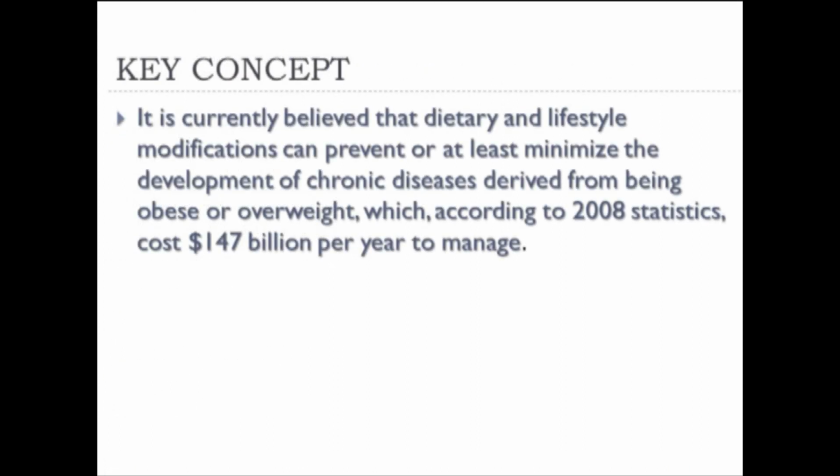Now, the first concept that I want to look at is the fact that chronic disease represents a heavy price tag in the United States. 2008 statistics tagged chronic disease, or the management of it, at $147 billion per year. So there's currently a belief that dietary and lifestyle modifications can help minimize the impact of chronic disease in American society and, in fact, around the world.